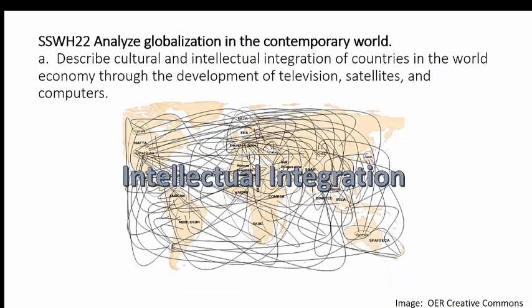Students must understand that intellectual integration is possible because corporations and organizations have the capability to communicate using television, computers, and satellites. Students in the United States have the ability to communicate with students in Japan from the comfort of their own home. Researchers can collaborate to produce a new treatment for roundworm parasites without ever meeting face-to-face.